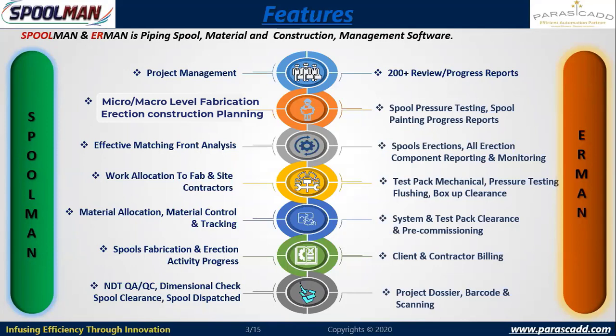And very well in advance I can plan, okay, for the next 1 week, 2 weeks or 3 weeks, what is the front available, how much I can load the contractors, fabrication and erection contractors. Those analyses can take place well in advance. Then once the spools or work is allocated to the fabrication contractor, I have to issue the drawings and material. So now we are going to issue the material in a logical way and in a documented manner.